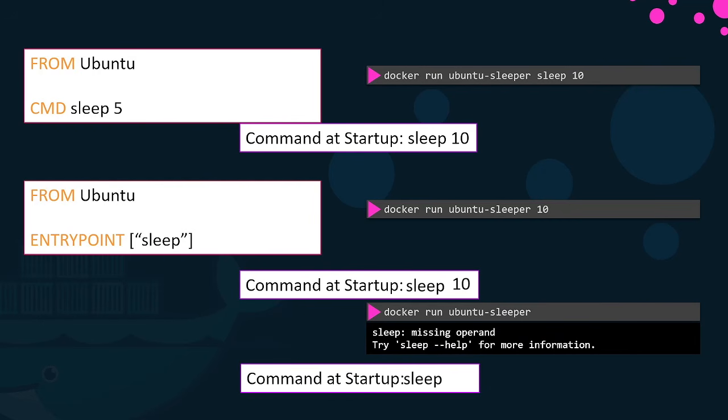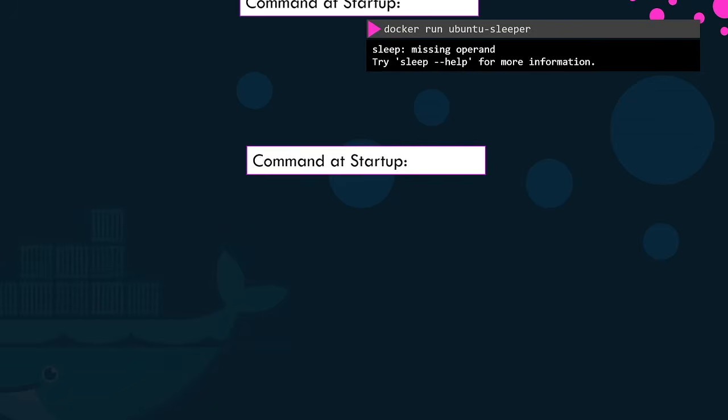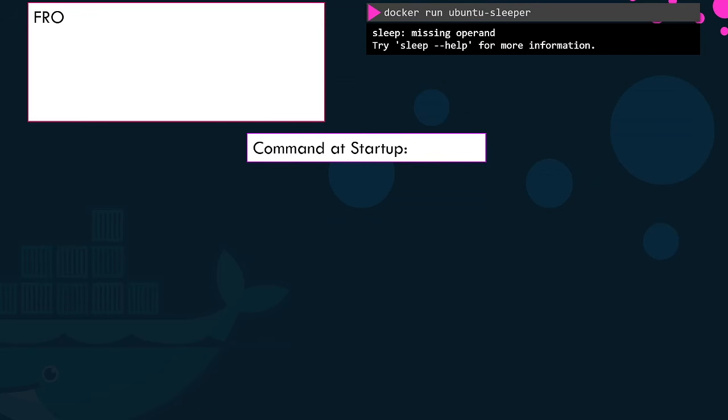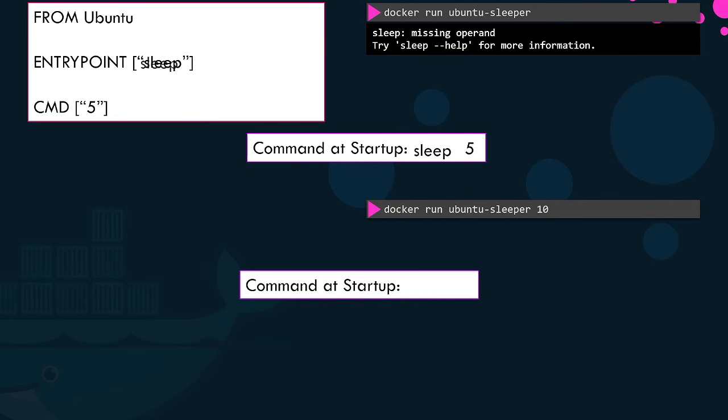So how do you configure a default value for the command if one was not specified in the command line? That's where you would use both ENTRYPOINT as well as the CMD instruction. In this case, the CMD instruction will be appended to the ENTRYPOINT instruction. So at startup, the command would be sleep 5 if you didn't specify any parameters in the command line. If you did, then that will override the CMD instruction. And remember, for this to happen, you should always specify the ENTRYPOINT and CMD instructions in a JSON format.